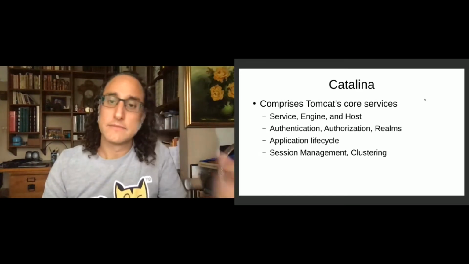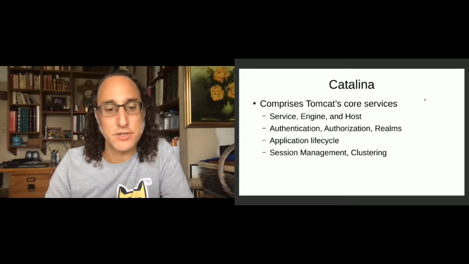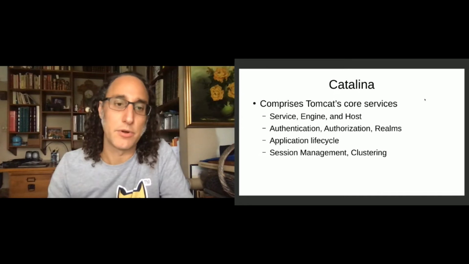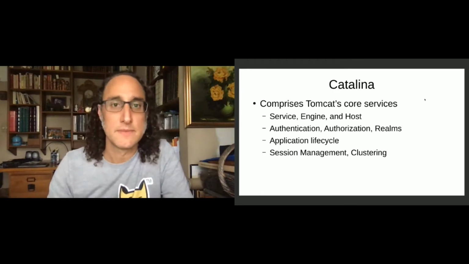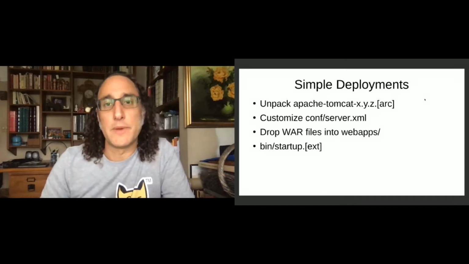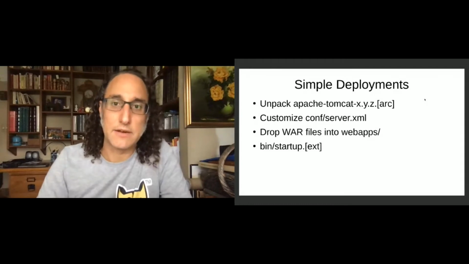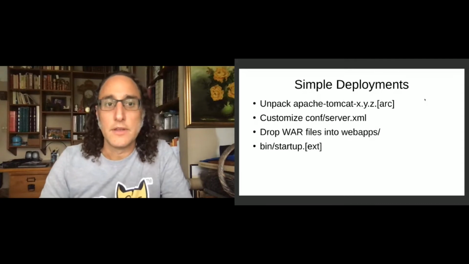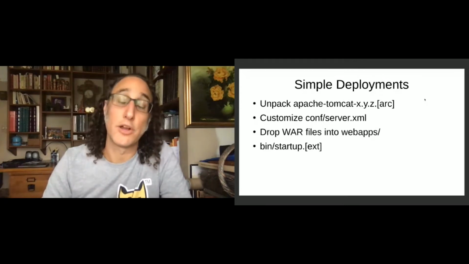Most of Tomcat falls in the Catalina package and sub-packages. There's also a Coyote package, which includes the I/O mechanisms that Tomcat implements. When you have a simple deployment, you would download, let's say, the Apache Tomcat package, whether that's a zip file or a tarball or whatever. You would customize the server.xml, you drop your WAR files into webapps, and then you launch Tomcat.